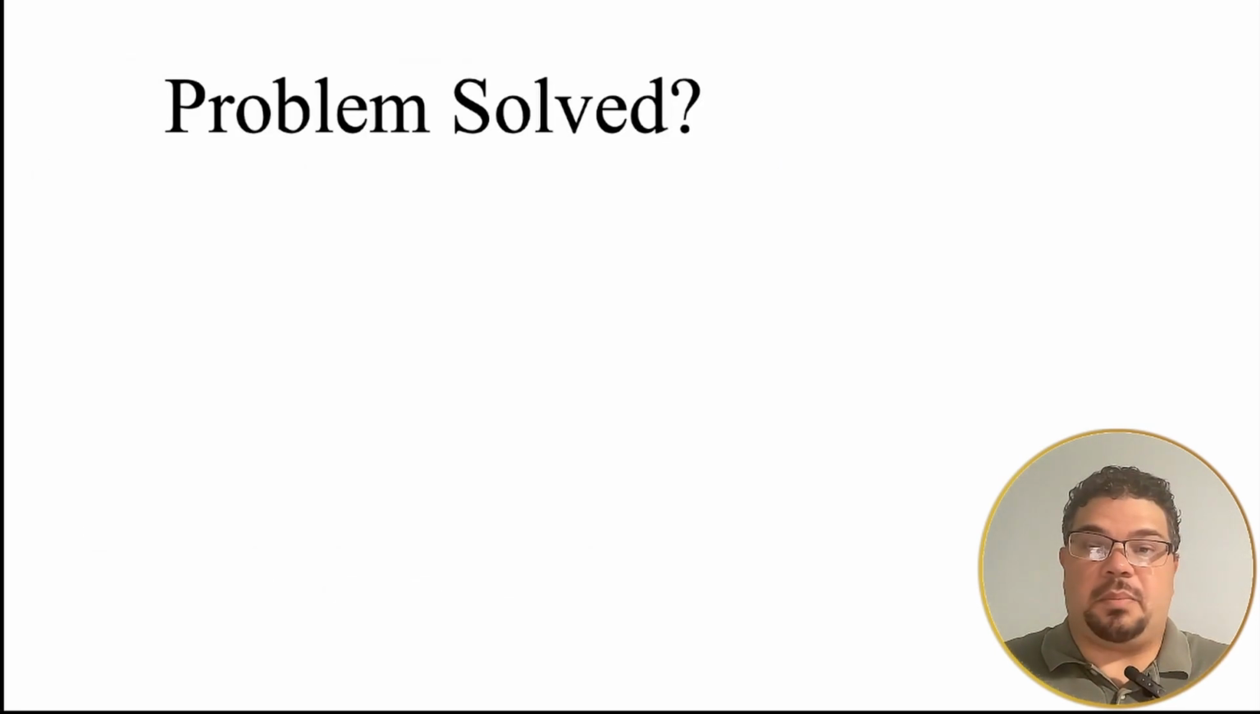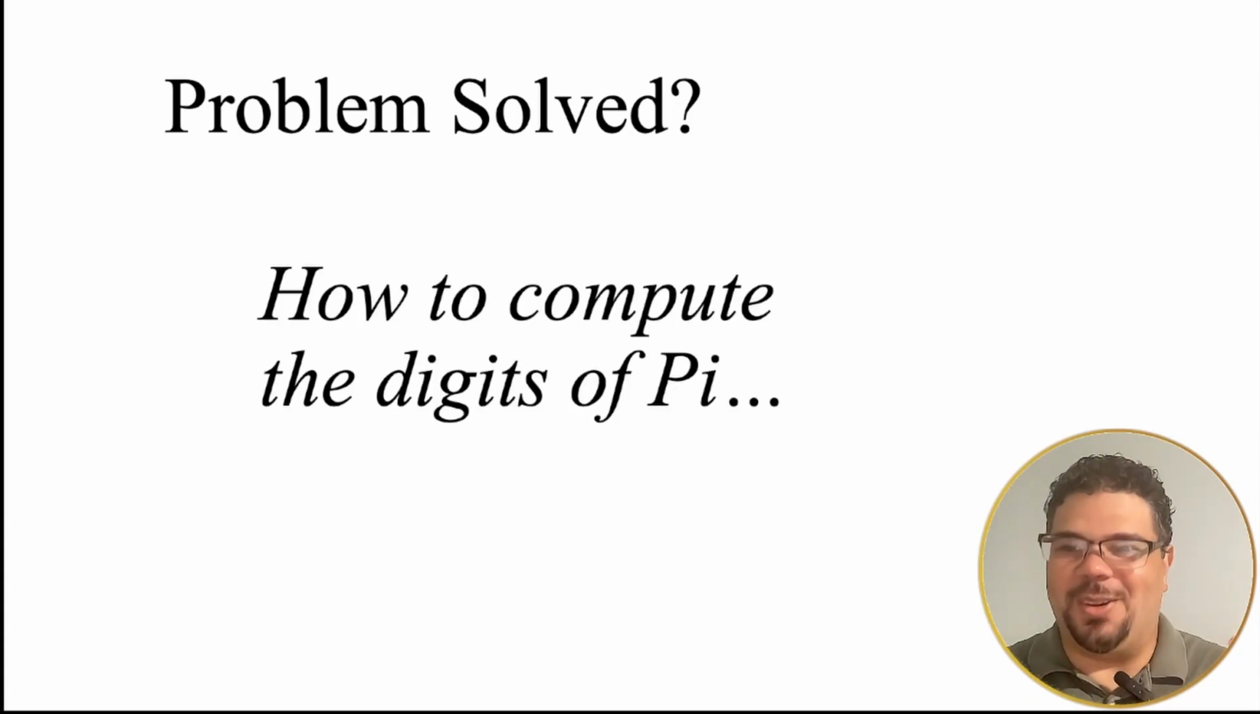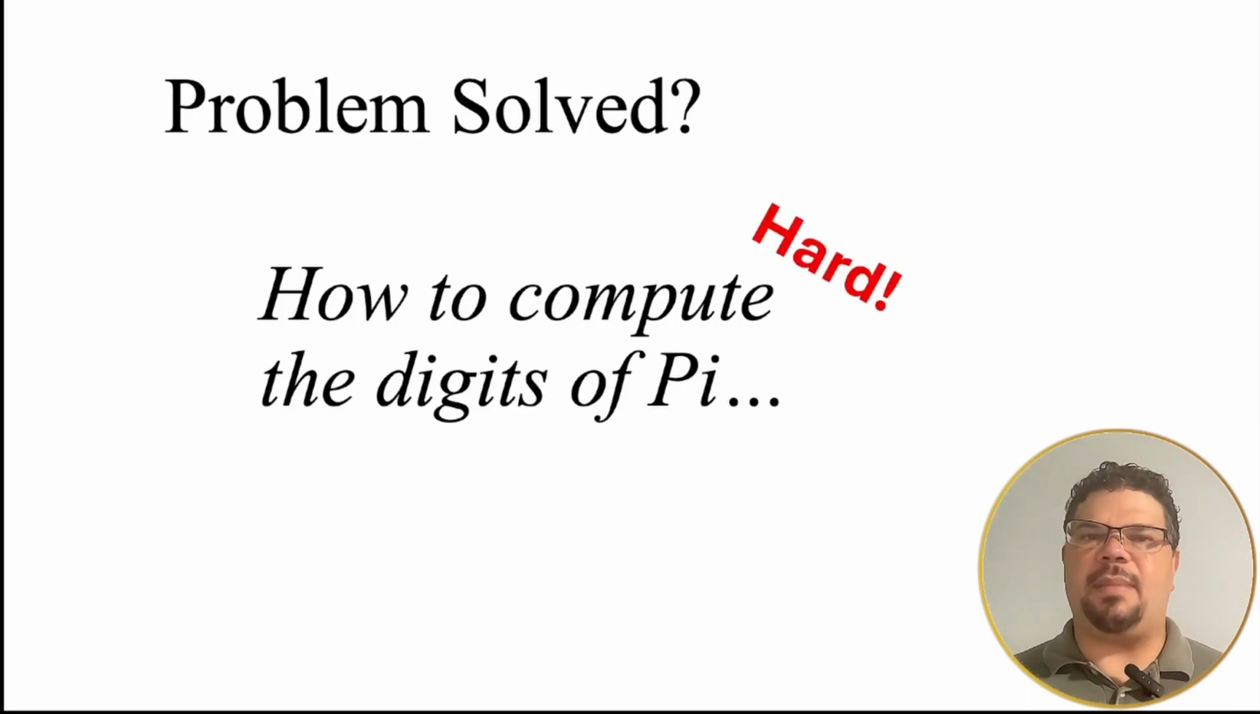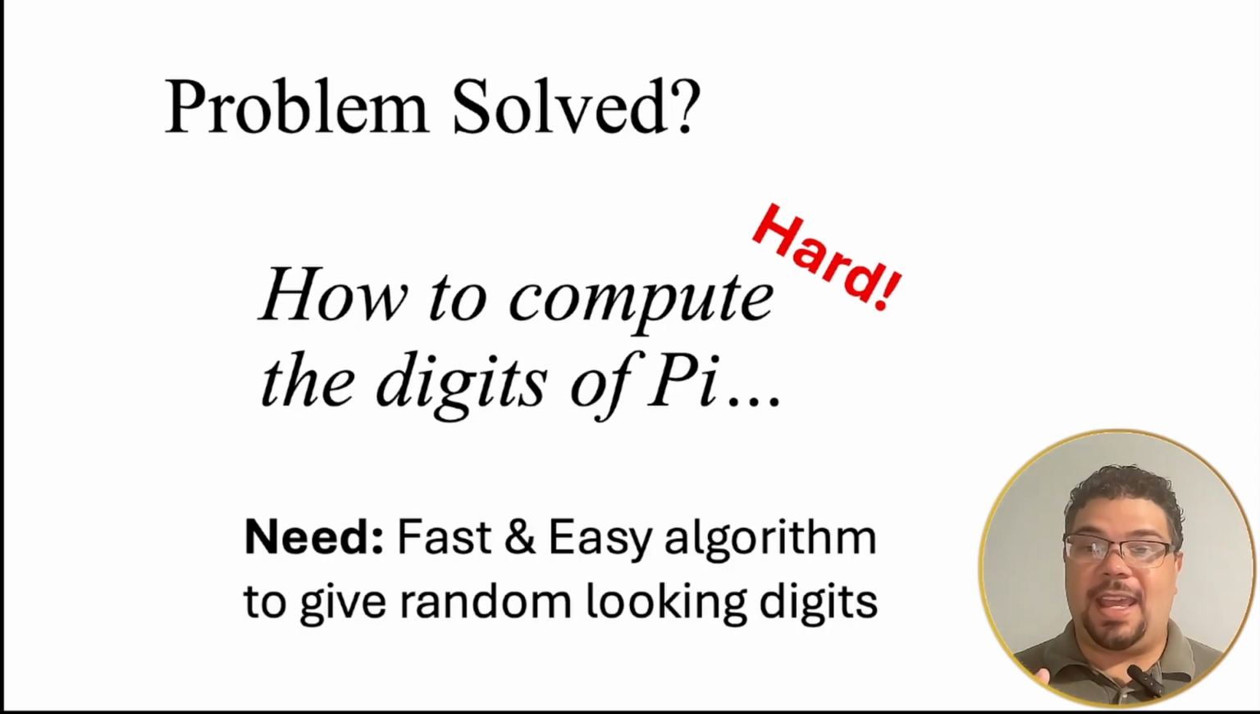So that's it. Problem solved. No, the problem's not solved. We need to know how to compute the digits of pi for our code. And this is hard, especially if you want to do it quickly. That's a problem for another video. Today, we want to find some alternate method, something that's a fast and easy algorithm to give us random-looking digits.